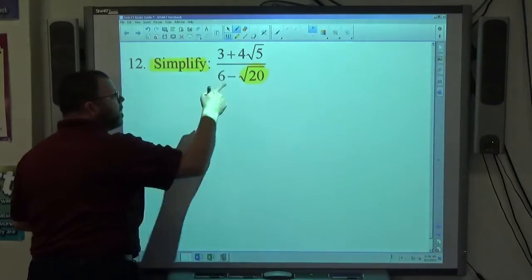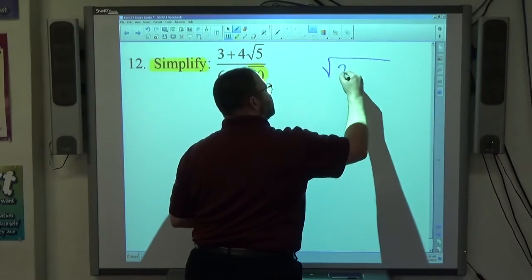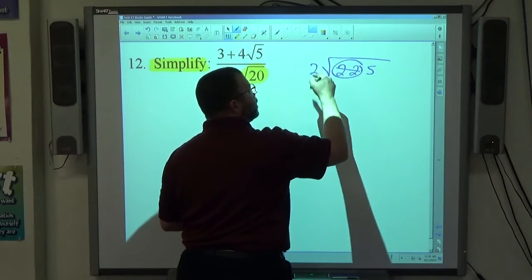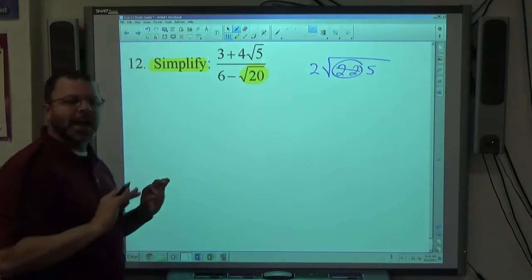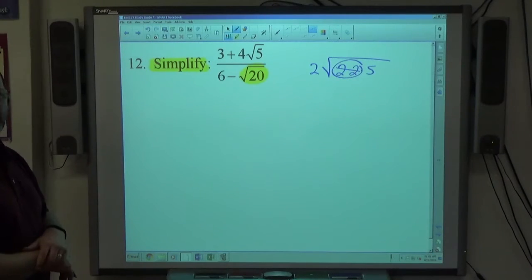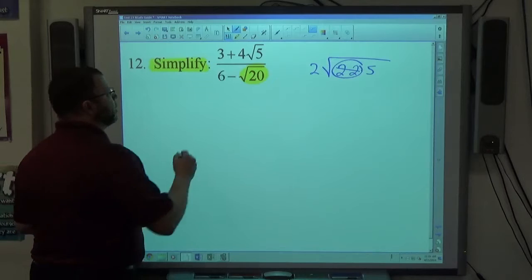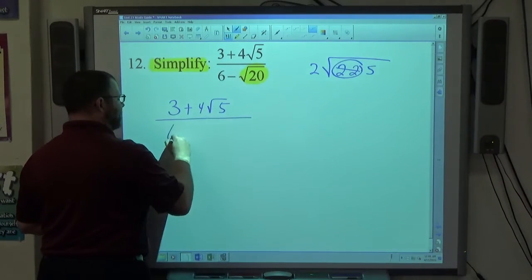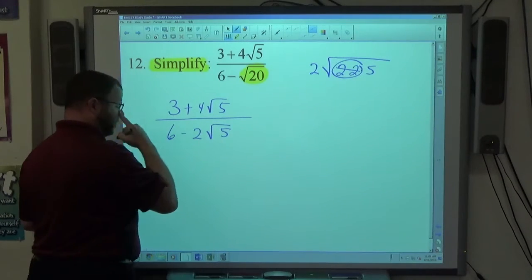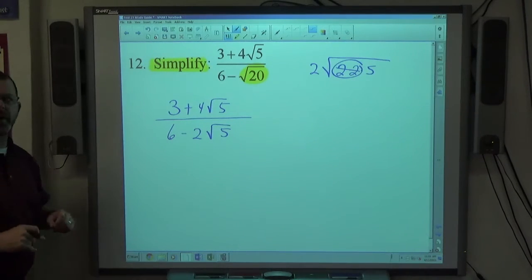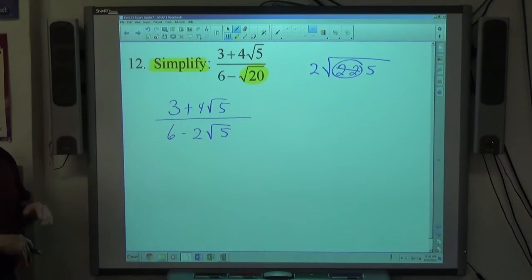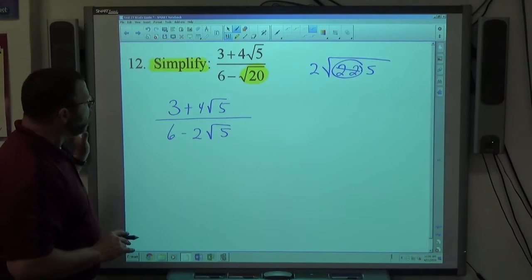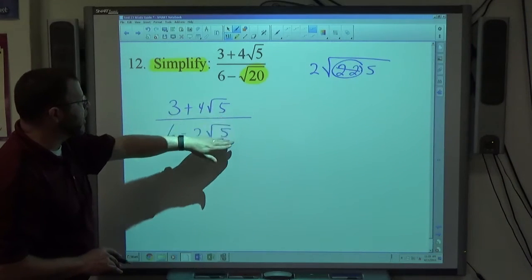So, the square root of 20. 20 can be broken down to 2 times 2 times 5. We can take a 2 out. The square root of 20 and 2 times the square root of 5 are exactly the same. And 2 times the square root of 5 is simpler, so that's the form I want to have. So the top stays 3 plus 4 times the square root of 5. The bottom is going to be 6 minus 2 times the square root of 5. That's priority 1 on a simplification of radicals problem. If a radical can be made simpler, you should do that first always. Once you take care of that, I can't make square root of 5 any simpler than what it is.